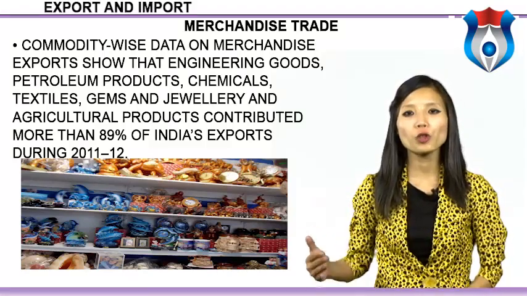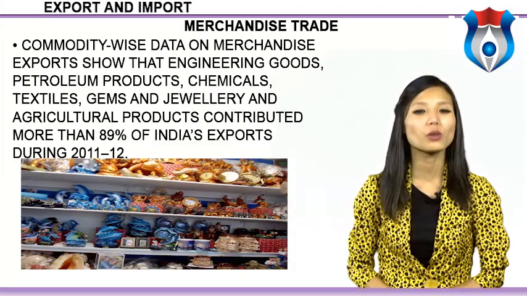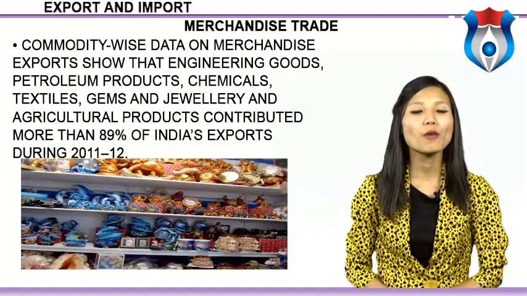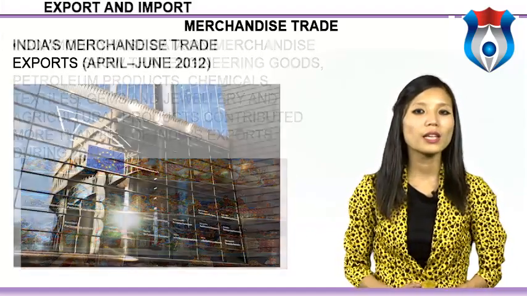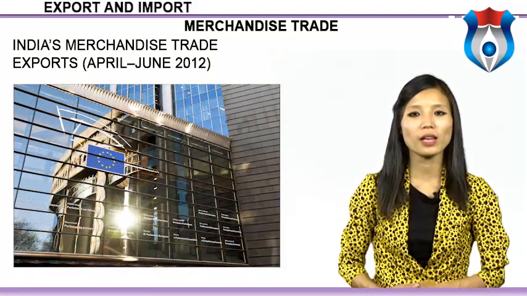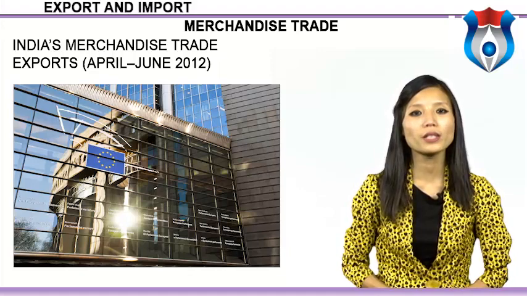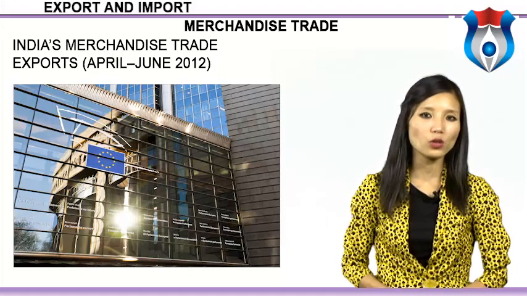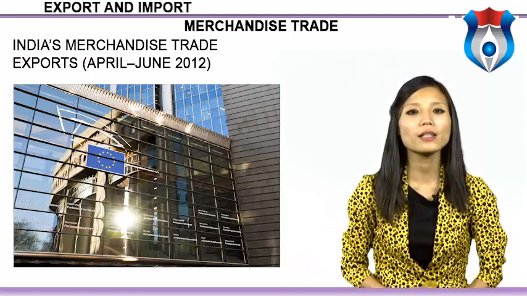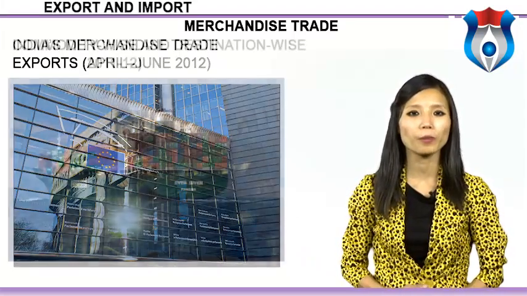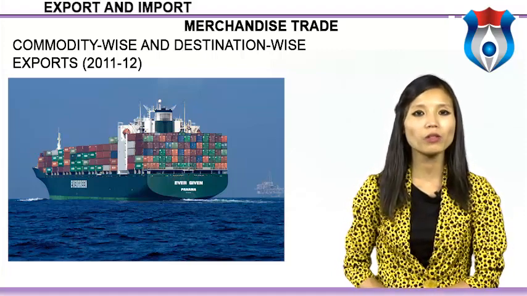While the share of European Union in India's total merchandise exports declined marginally during 2011-12, that of OPEC countries declined by more than 2 percentage points. India's merchandise trade exports, April to June 2012. India's export growth started moderating in the second half of 2011-12, which turned negative during April-June of 2012-13, reflecting the continued impact of the global economic slowdown. Commodity-wise and destination-wise export 2011-12.